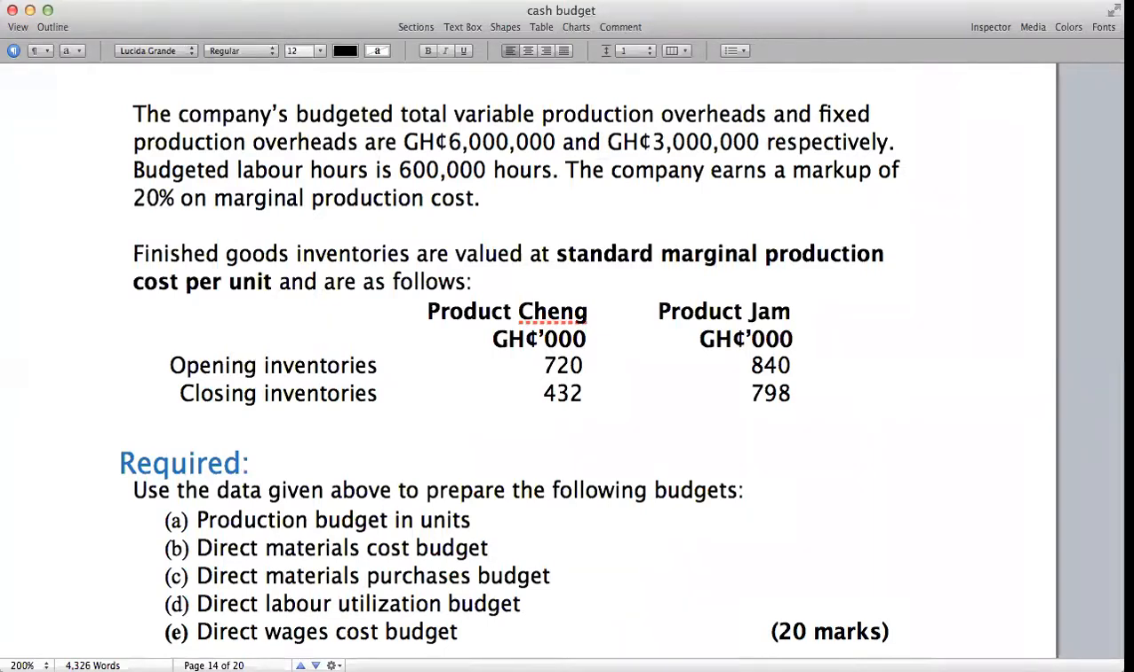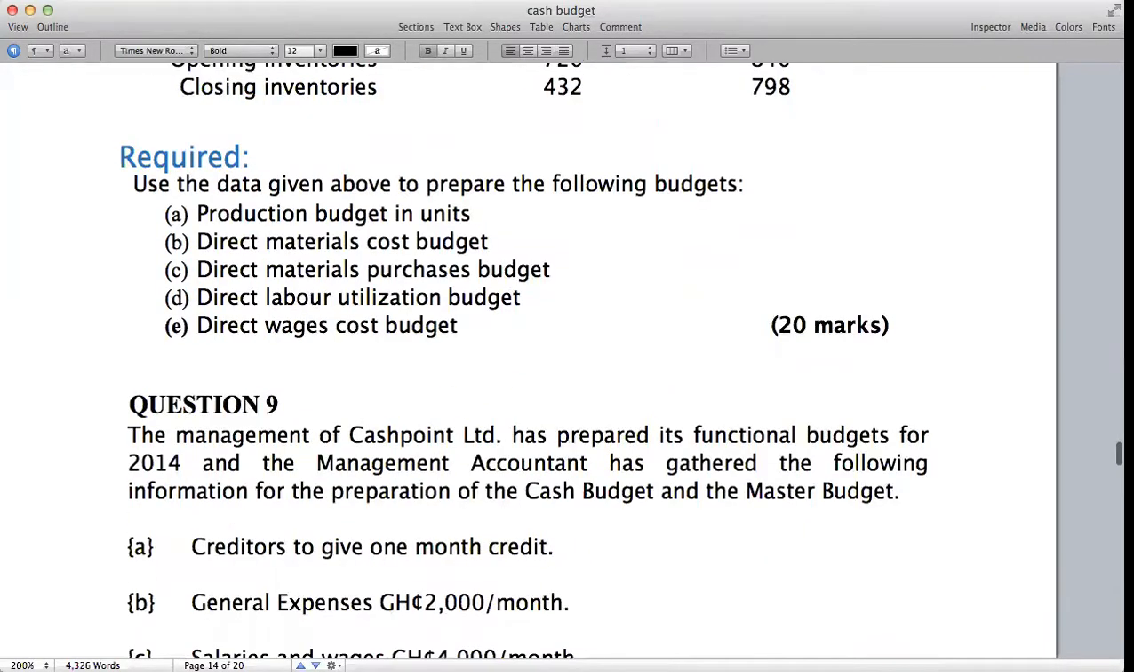Yes, and this is your past question. Yes. And the same question dropped again. So this question has dropped 2 times. So that's why everybody should try it before I go through. It's a functional budget. So question 8. It's a functional budget question. Very simple. Production budget, direct material costs, direct material purchase, direct labor utilization budget, and direct wages cost budget. So that was the question.